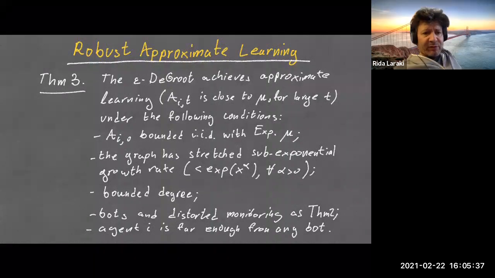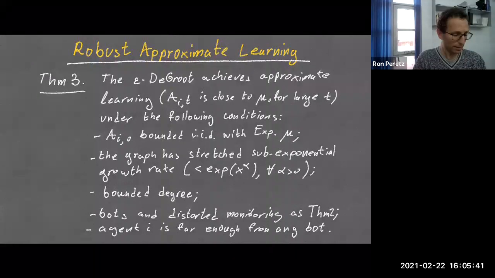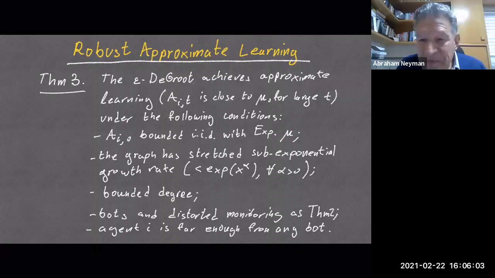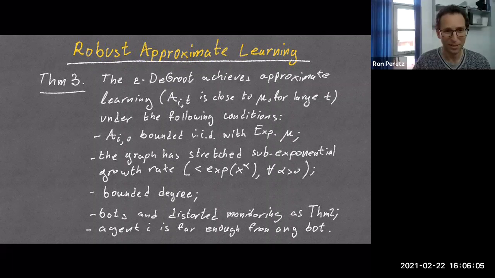Can you repeat what is the last condition, please? Yeah, the last condition says that the agent for which approximate learning does happen must be far away from any bot, meaning that the bots have a certain radius of influence. Okay, that's more or less that. If you want to see the precise formulation of the theorem, go to the paper.